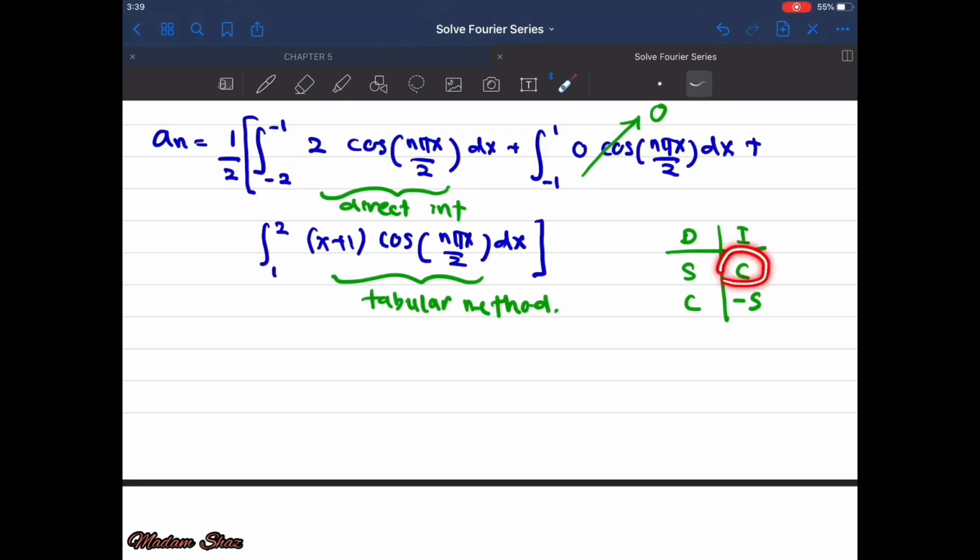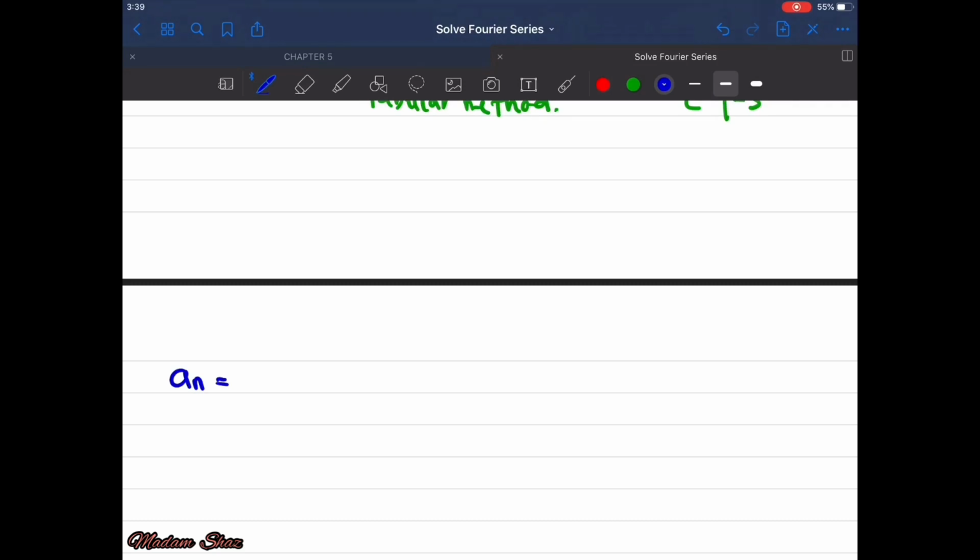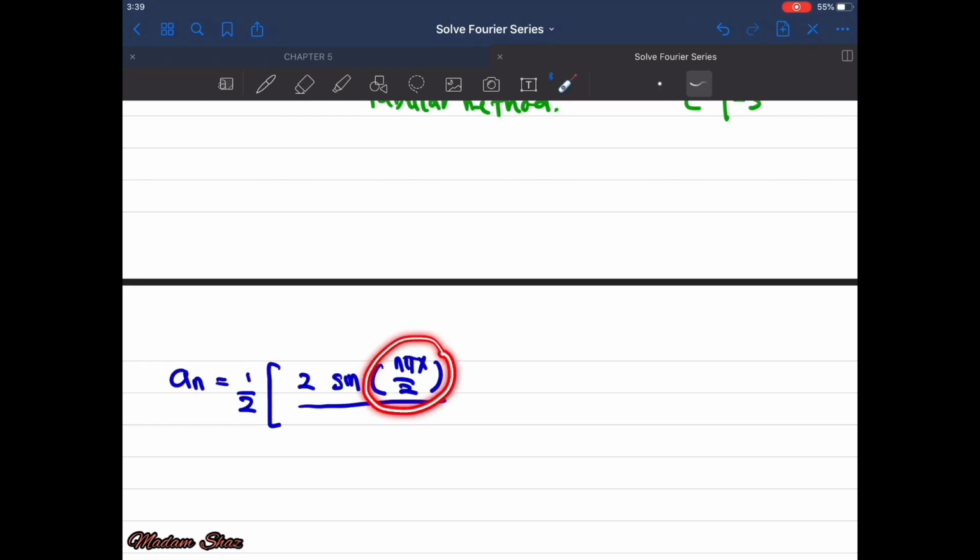Integrate 2 cos. So if we integrate cos, the answer will become sine. So 2 cos n pi x over 2 will become 2 sine. A_n is equal to 1 over 2, sine n pi x over 2 divide with, differentiate the argument n pi x over 2 will become n pi over 2. So close the bracket, the limit from negative 2 until negative 1.